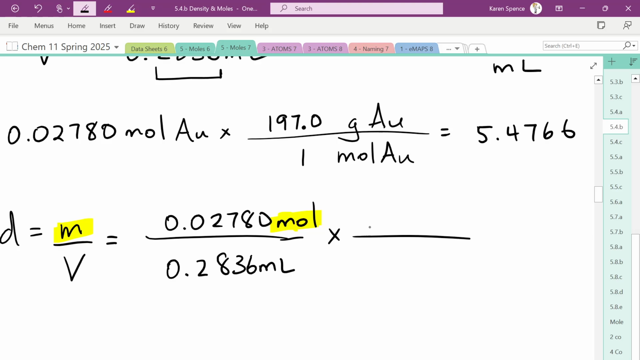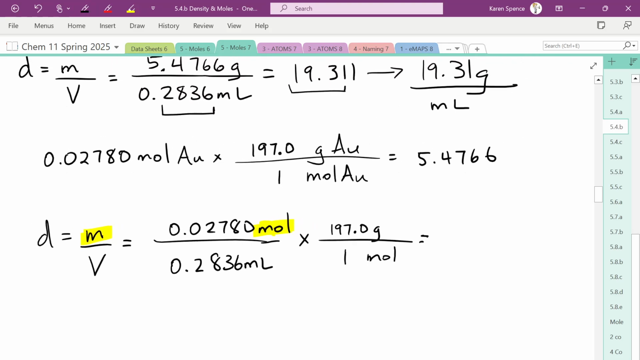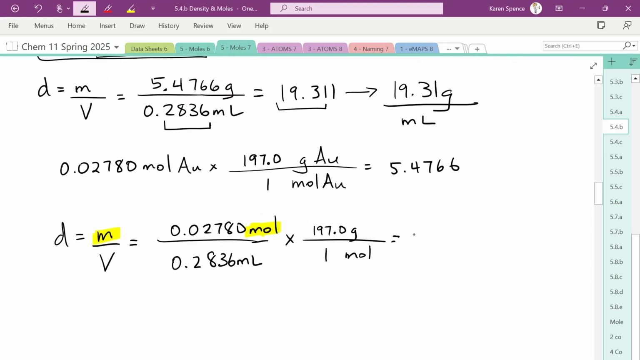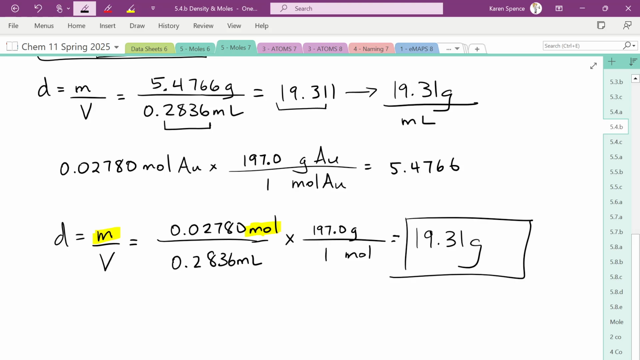If you don't like this, just ignore what I'm doing right now. I can say 197.0 grams per 1 mole. And that's going to give me exactly the same answer, 19.31 grams. So if you prefer to do it that way because you like the efficiency of it, that's great. But if it confuses you, pretend I said nothing. Okay? All right. Next.